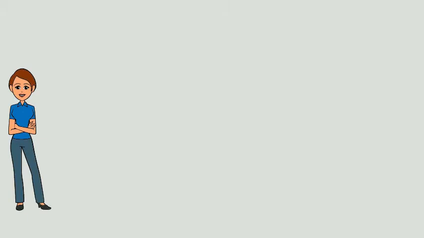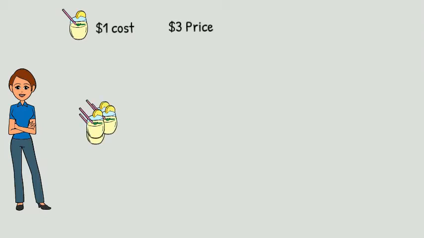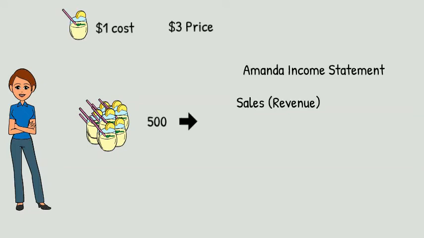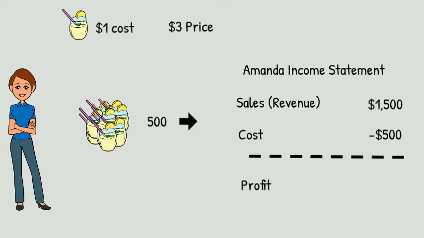Now let's go to Amanda and see that each lemonade cup costs Amanda $1 and she was selling it for $3. And let's assume that Amanda sold 500 cups. So Amanda's income statement will look like this: sales 1,500 and cost is 500, and then Amanda is making a profit of 1,000.